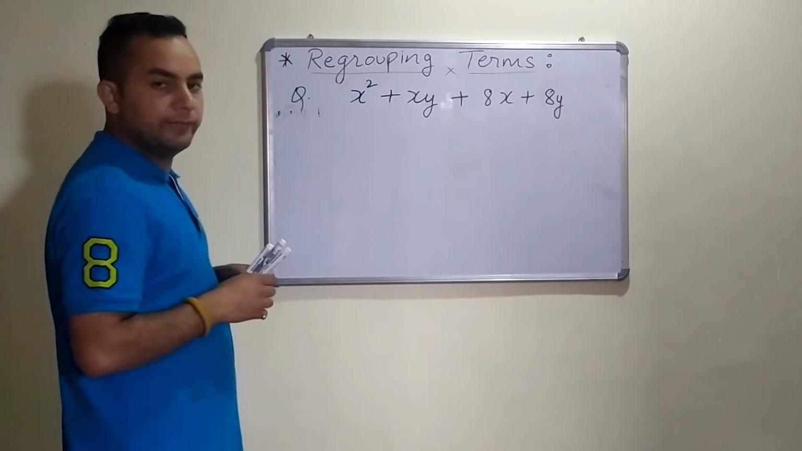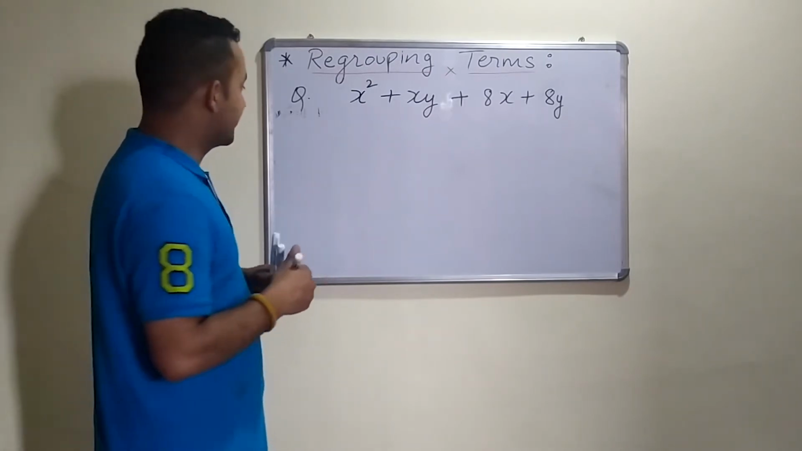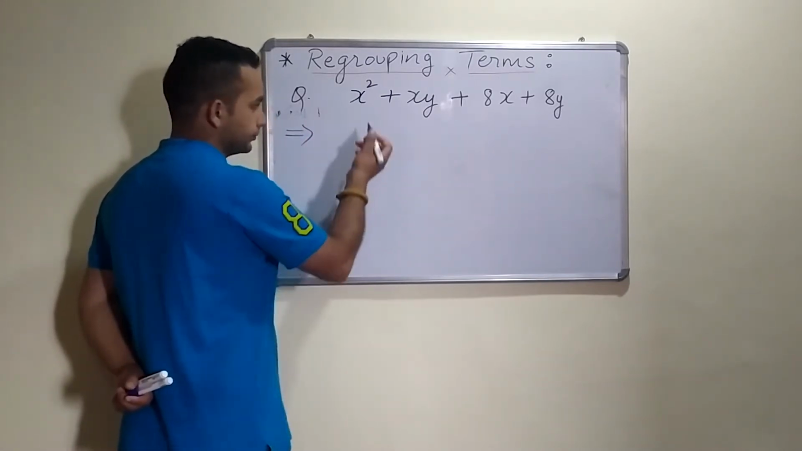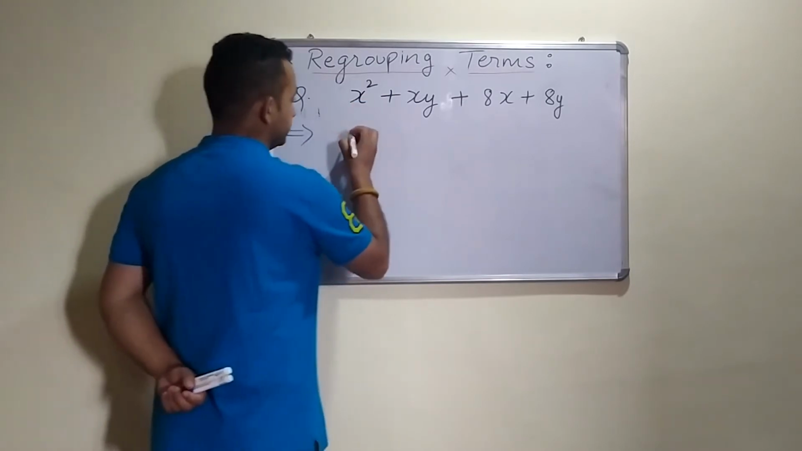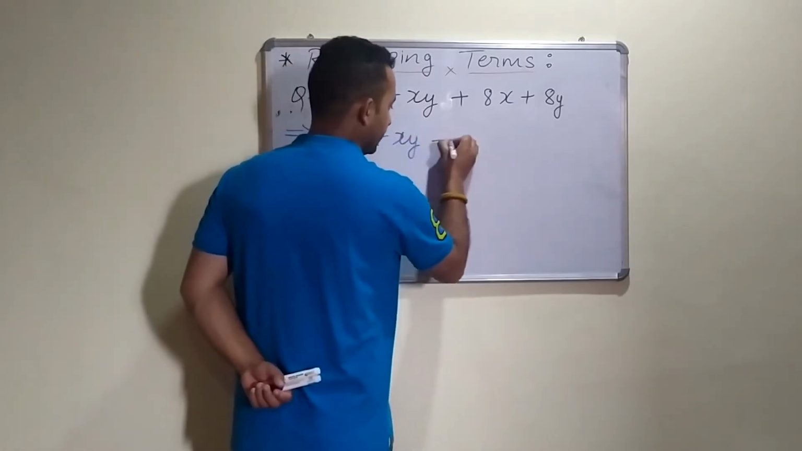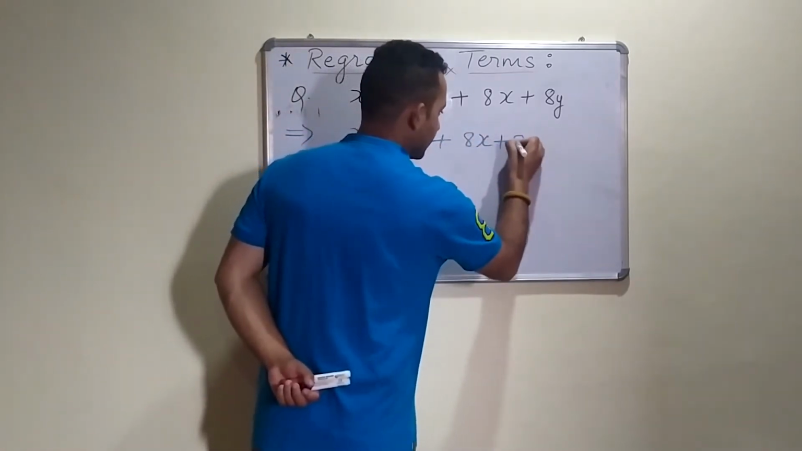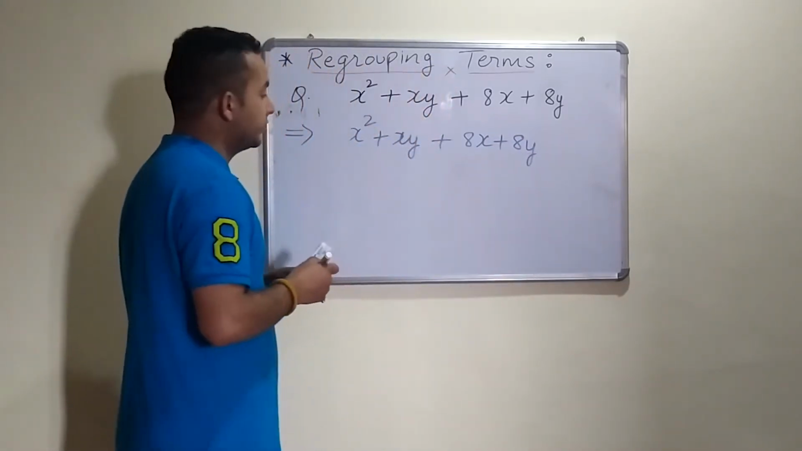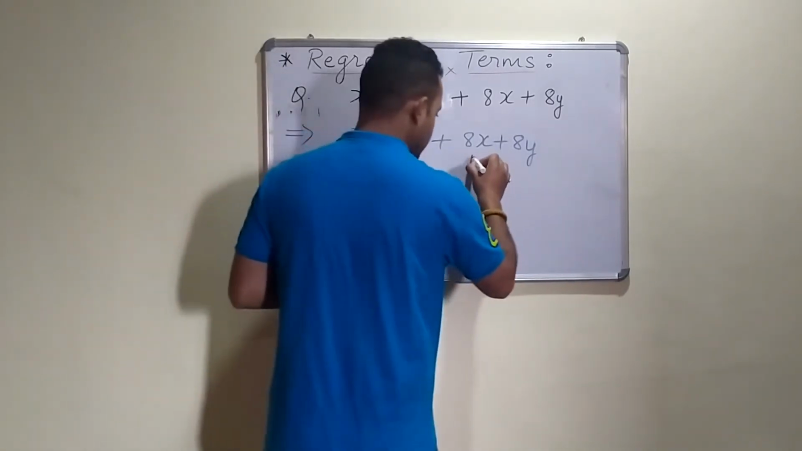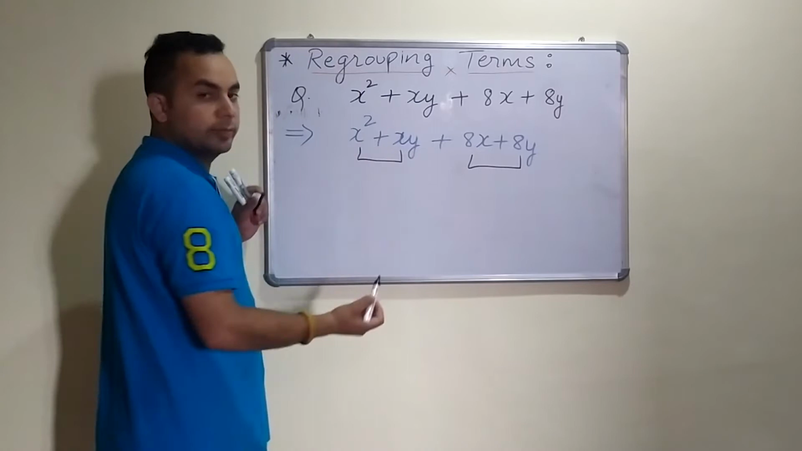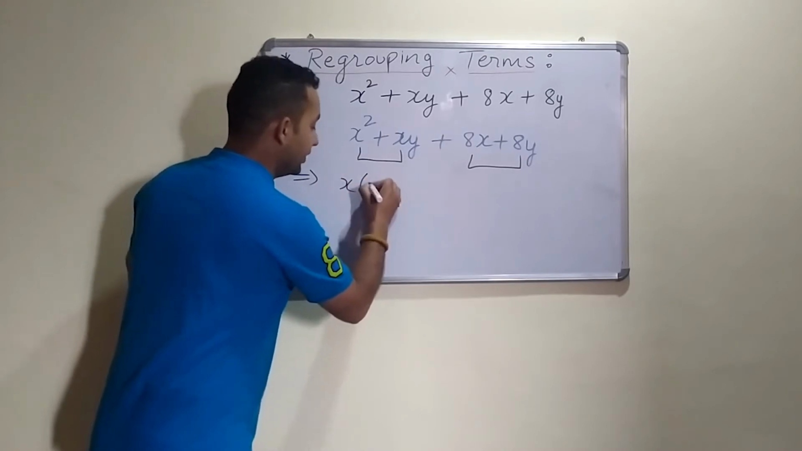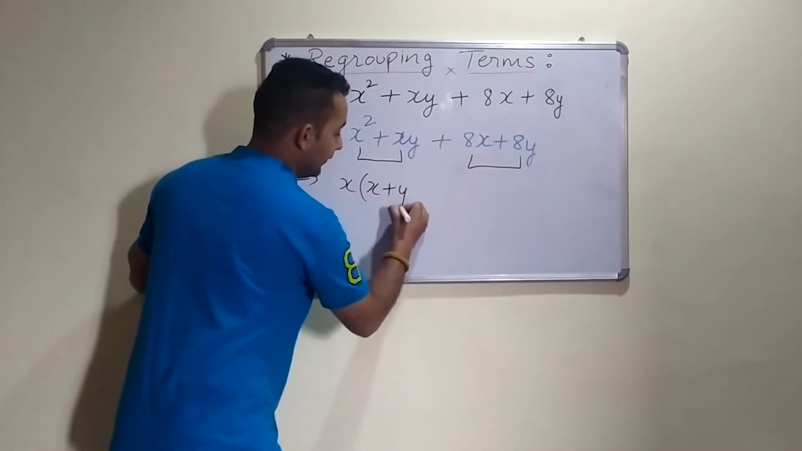Okay class, now again we are going to do regrouping of this algebraic expression. Okay, now so x square as it is plus xy plus 8x plus 8y. Okay class, now we are going to find out the common variable or number between these two terms. Okay, here you have x square plus xy. Now here the common is variable x. So we are left with the x and inside we are left with the y.